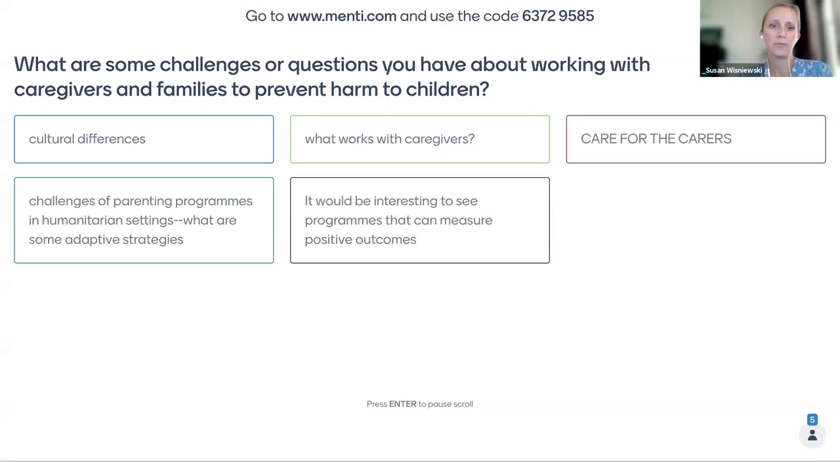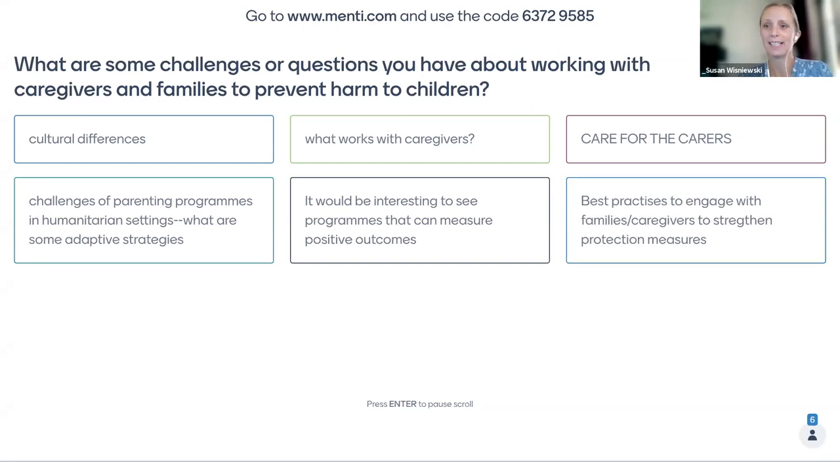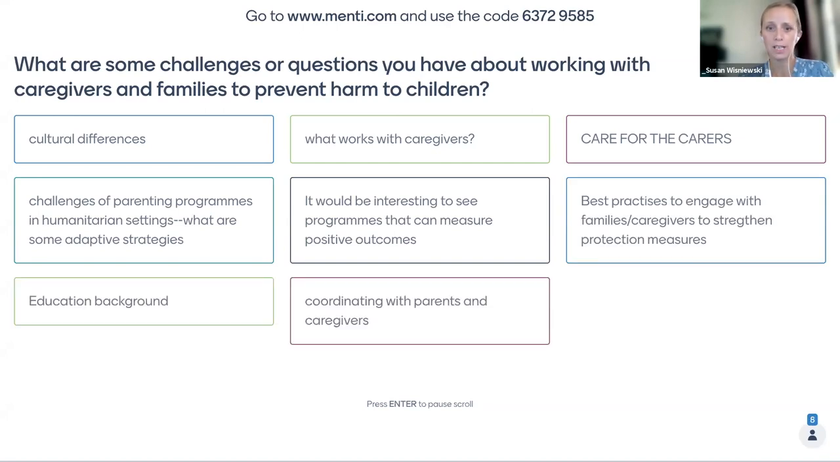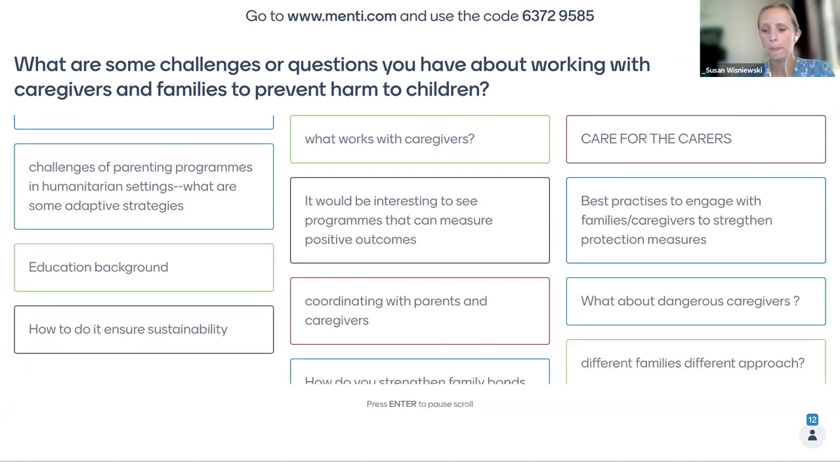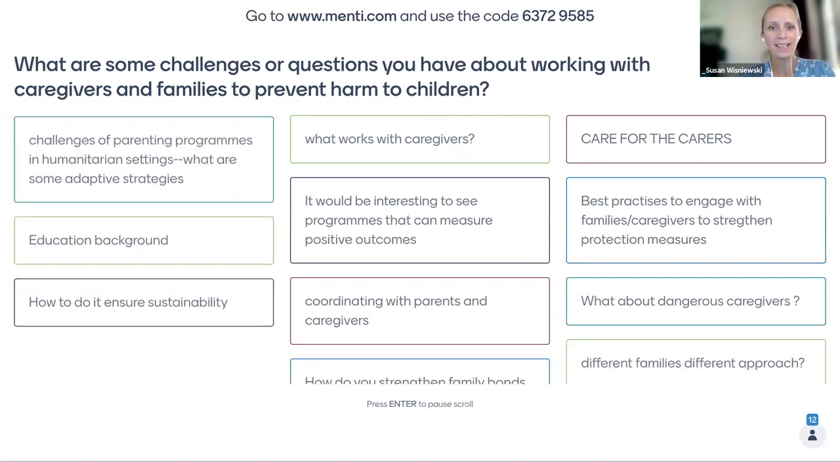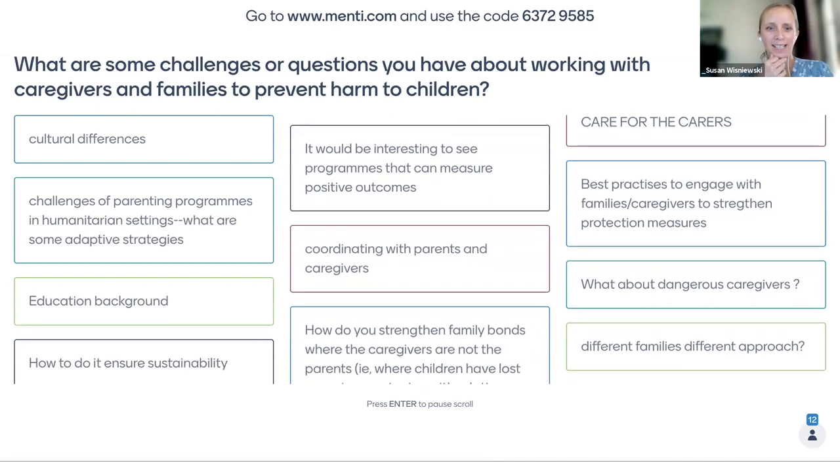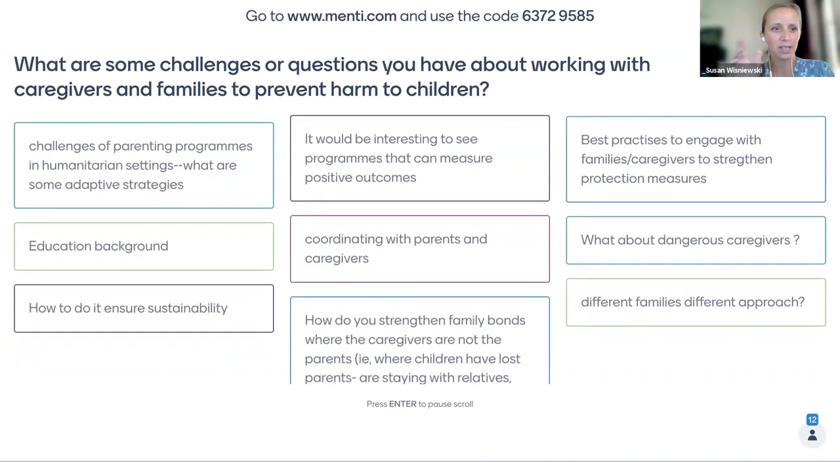So challenges of parenting programs in humanitarian settings. What are some adaptive strategies to see programs that can measure positive outcomes? That would be interesting to look at measurement. I wonder, maybe I can just ask Alexandra and Maureen and Catherine, do you see any questions that you think you'll be addressing in your presentation? You can just unmute and say.